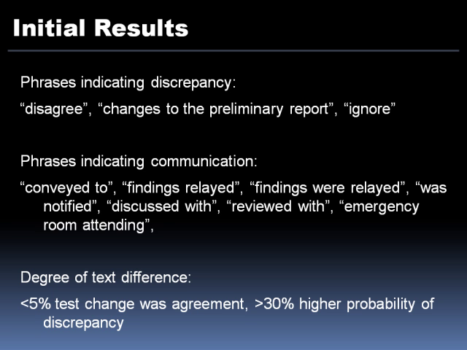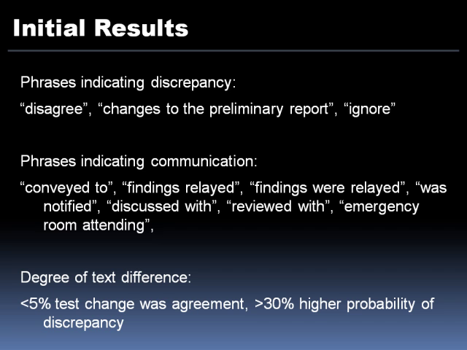So what we found were two different types of phrases that we could use to automatically identify discrepancies. One is a phrase or word that actually indicated discrepancy. So words like disagree, ignore, changes to the preliminary report. And then a second set of phrases that indicated communication of some sort of change in the report. So conveyed to, discussed with, reviewed with. And then the third parameter was the percent of text difference between the prelim and final report. And we found that very reliably, if there was a less than 5% text change, that was an agreement. And only 2 out of the 10,000 plus reports actually violated that rule.